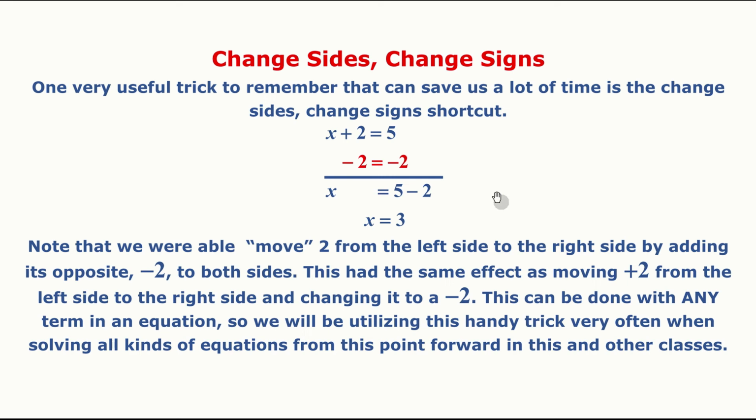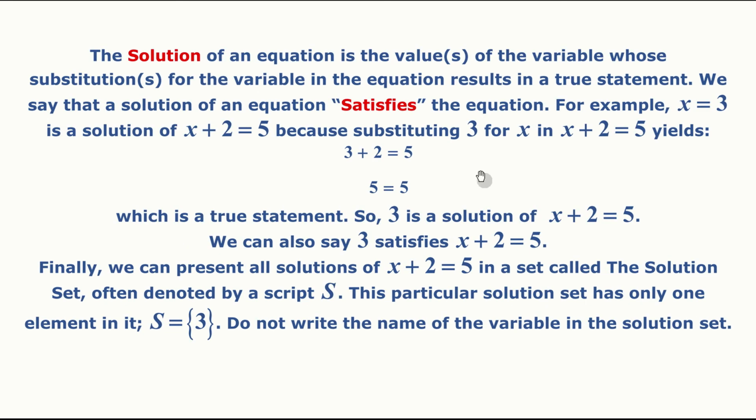Now note that we were able to move the 2 from this side to that side, and the way we did that brings us to the understanding that maybe we can always do that with any term. In other words, I can take any term and move it to the other side of the equation by adding the opposite to it, and it's going to change its sign. And that's where this expression, change sides, change signs, comes from. We're going to apply that shortcut very soon.